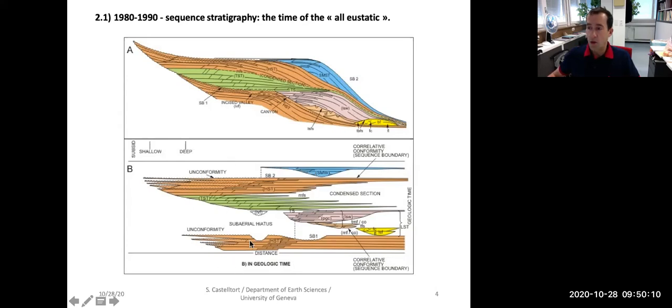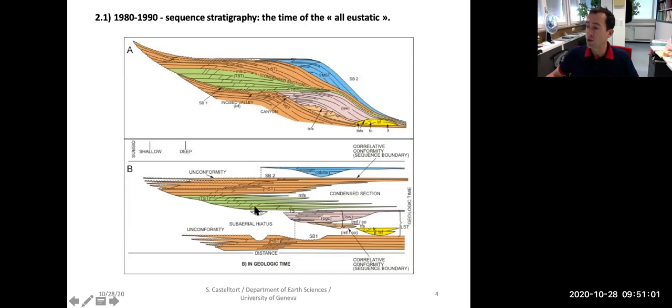Below here, you see a Wheeler diagram, W-H-E-E-L-E-R. A Wheeler diagram is distance on the x-axis and time on the y-axis. So for instance, it tells you that in your basin, from proximal to distal, you first deposited this layer, then you had this layer, then you had this layer, etc. But you see, it shows you that the turbidites of the basin floor fan, BF, are here deposited in the distal part and at the beginning of the sequence. Then the deposits migrate towards the left.